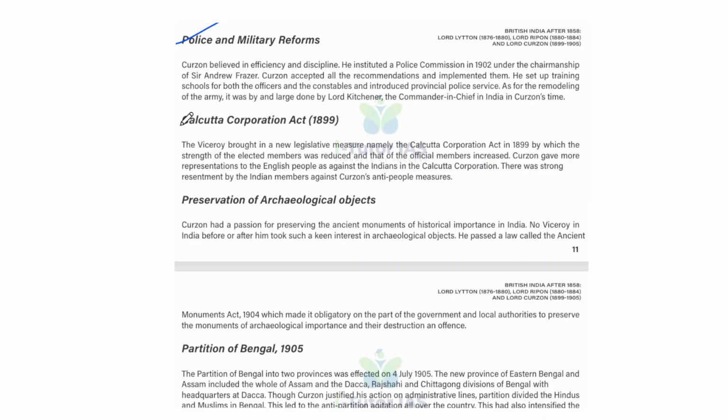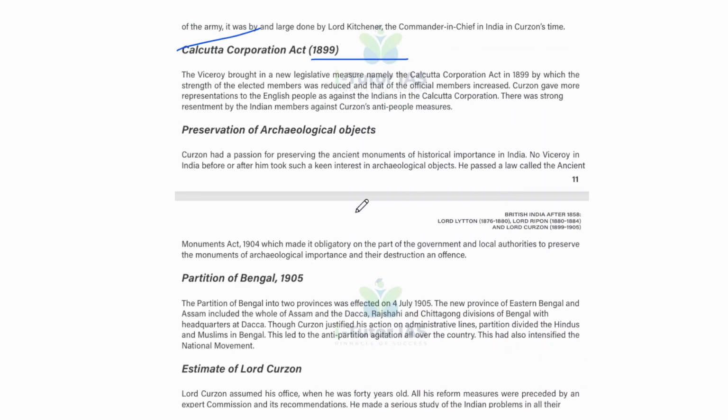And the Calcutta Corporation Act of 1899. The Viceroy brought in a new legislative measure, namely the Calcutta Corporation Act in 1899, by which the strength of the elected members was reduced and that of the official members increased. Curzon gave more representation to the English people as against the Indians in the Calcutta Corporation. And there was strong resentment by the Indian members against Curzon's anti-people measure.